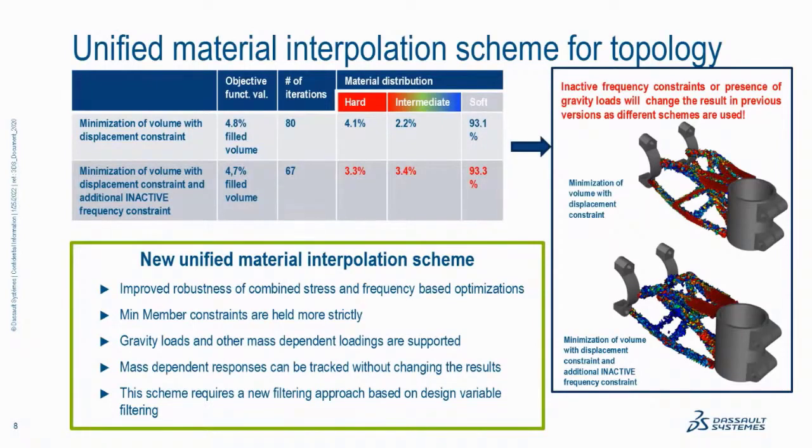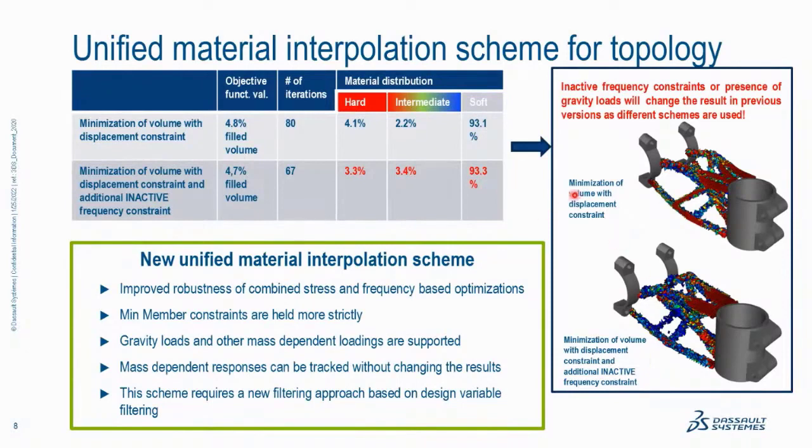So I can illustrate this problem with the example here. Let's say we are optimizing this component, and it's a volume minimization, and it has some displacement constraints on it. And if we don't have any frequency constraint, then the result looks like this. It's quite nice, well differentiated. But if we add an inactive frequency constraint, and this is something our users often do just in order to track the frequency of the component, then suddenly Tosca takes a different scheme and the results don't look as nice as they were above. And this is an inconsistency because the user is now unable to understand what happened.